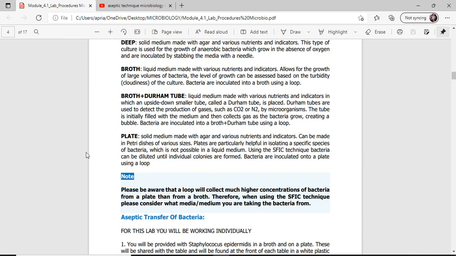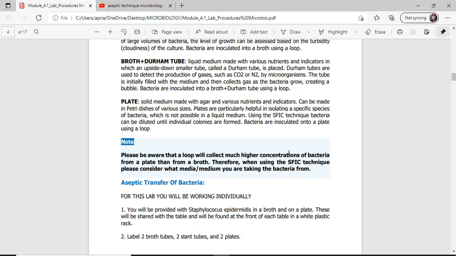Isolate medium made by your agars. Nutrients and indicators can be made in a petri dish and various sizes. Plates are particularly helpful in isolating specific species of your bacteria, which is not possible in a liquid medium. Using the streaking for isolated culture technique, bacteria can be diluted until individual colonies can be formed. Bacteria are inoculated into a plate using a loop.